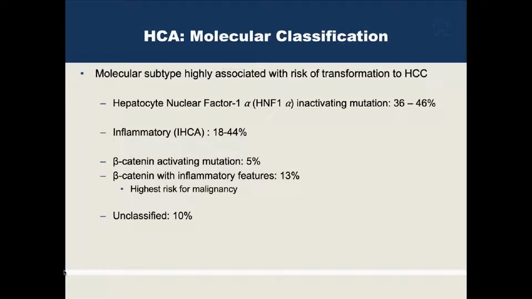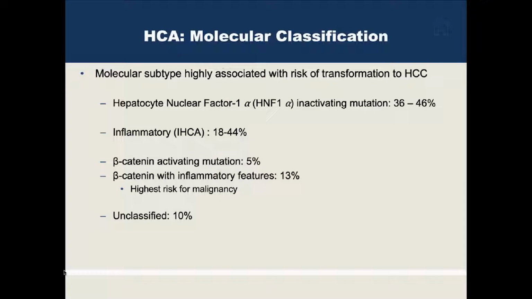The molecular classification of hepatocellular adenomas has been gaining quite a bit of prominence, and this is because the molecular subtype is highly associated with the risk of transformation to hepatocellular carcinoma. These are the 5 main types of molecular classification. The most common is HNF1 alpha inactivating mutation, which happens in around half of these patients. This is not generally associated with a high risk of HCC transformation. The inflammatory tumor has a higher risk of bleeding, but again, not a higher risk of HCC transformation.